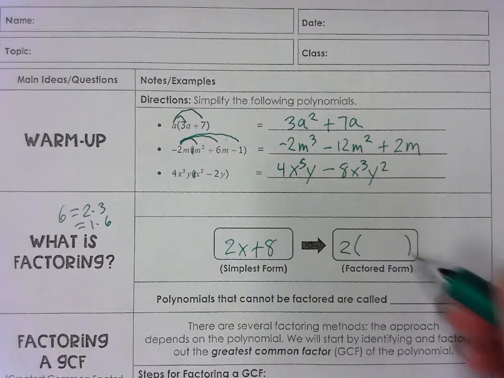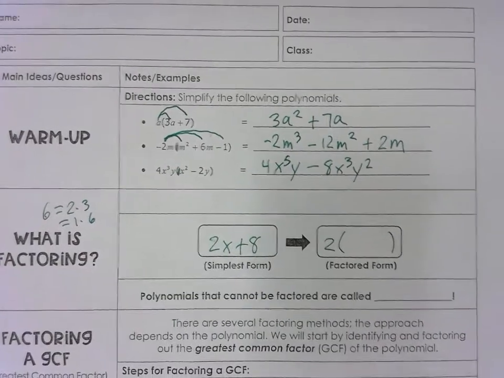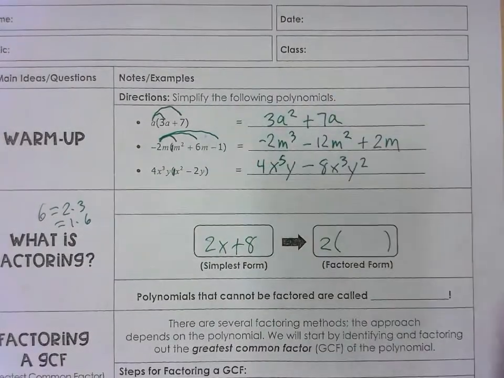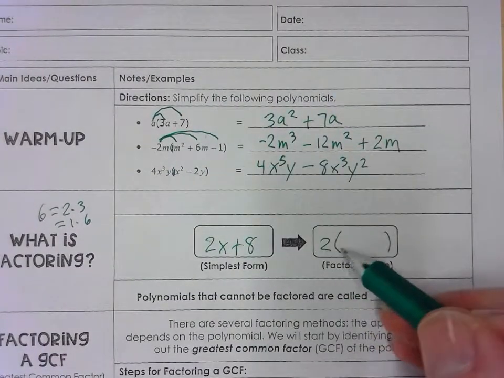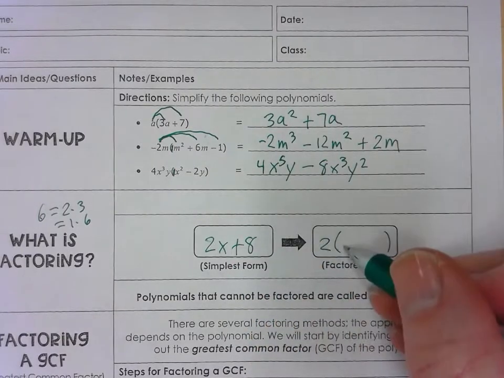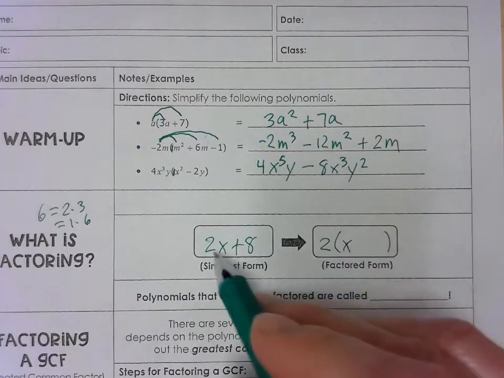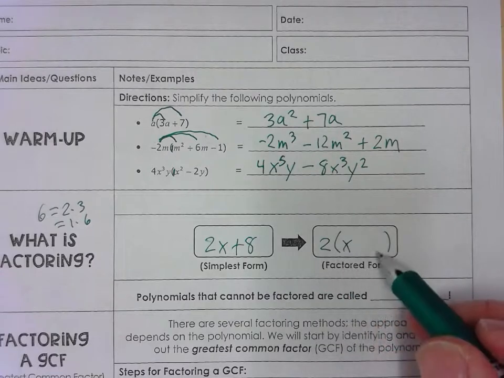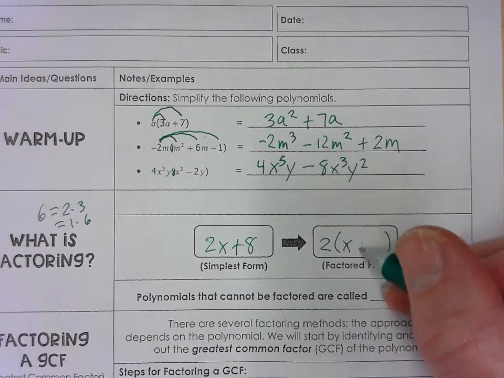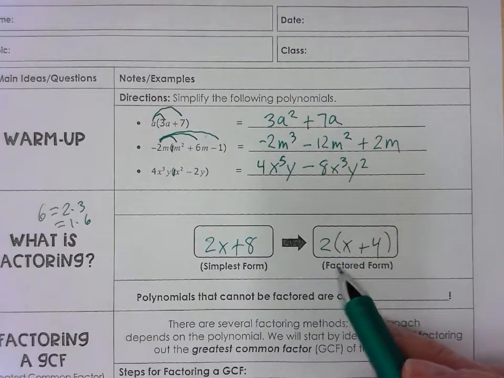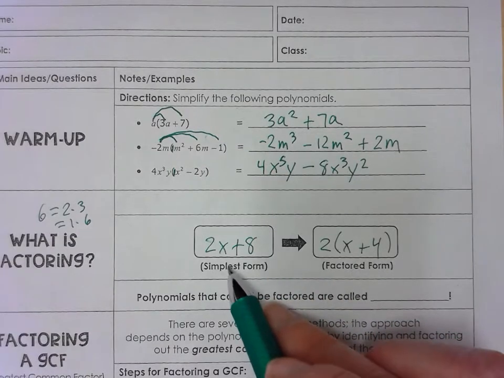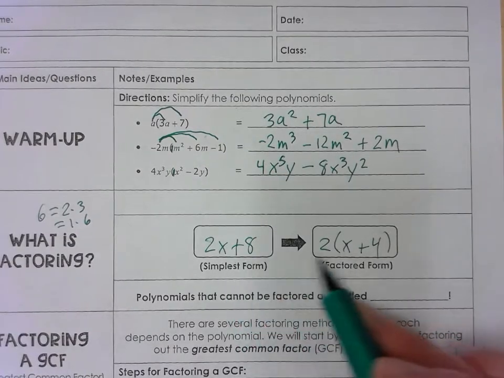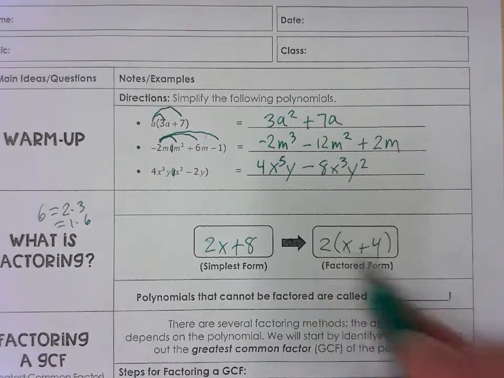And this would be what it would look like if it was in the situation where you're going to distribute. So 2 times something makes 2x. Well, I need to have an x, right? 2 times x makes 2x. And then 2 times something makes 8. Well, how about 4? So this would be simplest form, or standard form, and this would be factored form, and you should be comfortable going each direction here.